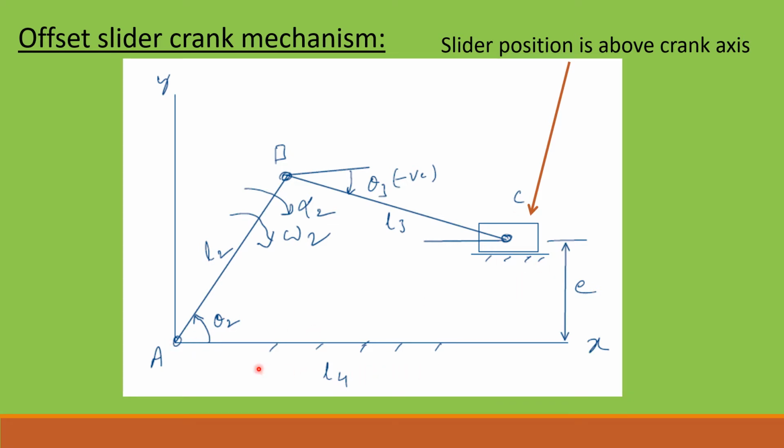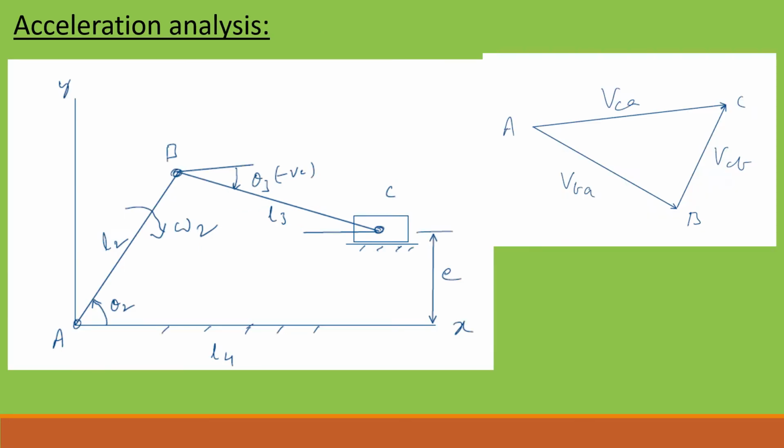So here we have fixed link length L4, crank L2 and coupler L3, offset E, and angle between fixed link and L2 crank is theta 2, that is counterclockwise. Let us take that positive, and angle between horizontal line and coupler, that is counterclockwise direction, let us take that negative. On this slider crank mechanism, let us assume omega 2 constant angular velocity acting on crank.